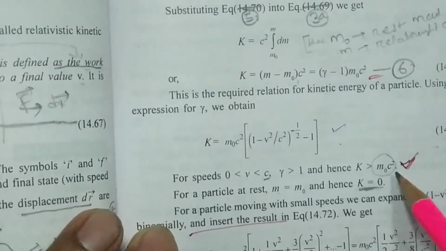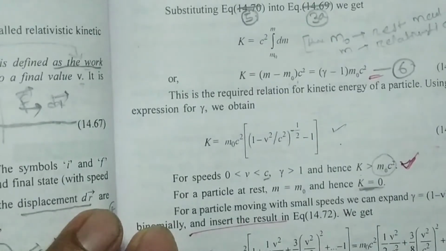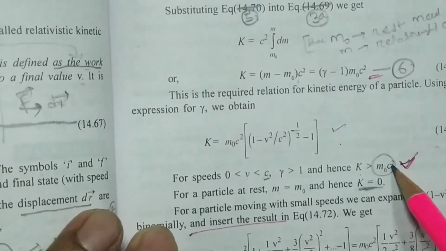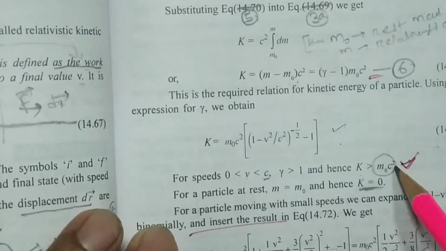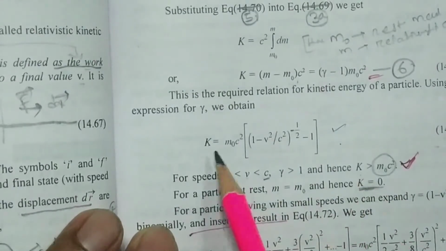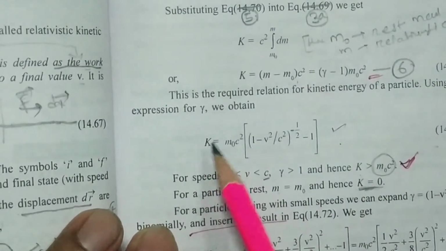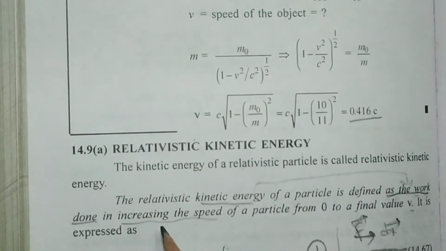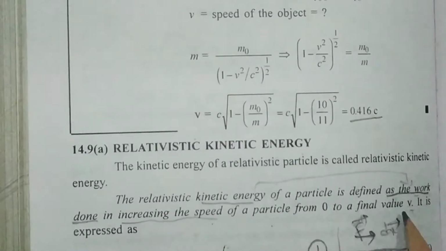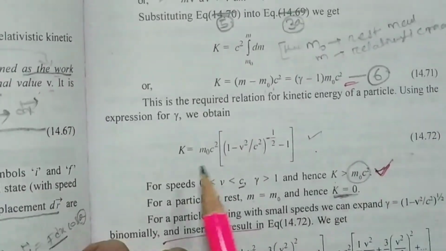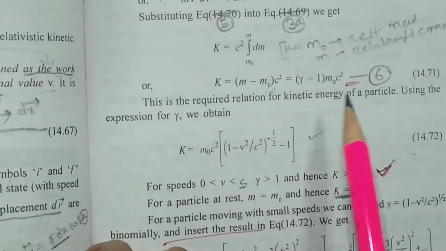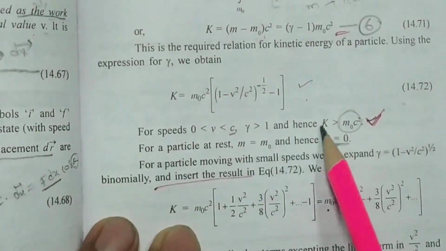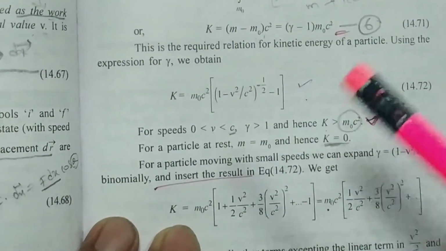Okay. So here, this is nothing but called the rest mass energy. m0 c square is called the rest mass energy, not the kinetic energy. Okay. And this k is nothing but the increase of the speed. What we defined here is the work done in increasing the speed of the particle from 0 to final value v. So this is nothing but the increasing of speed. So hence here kinetic energy is greater than that of the m0 c square.